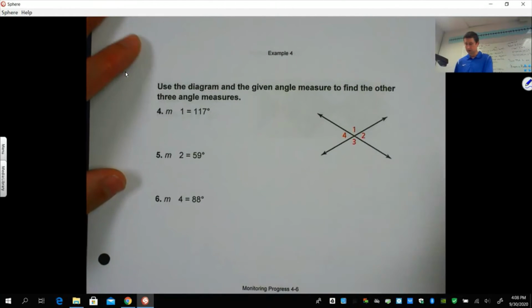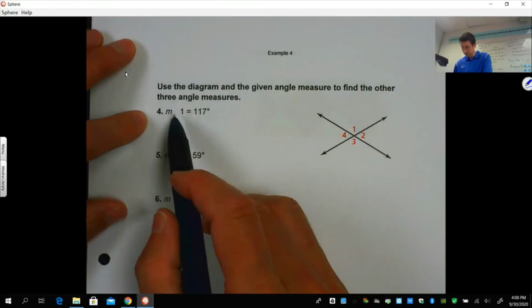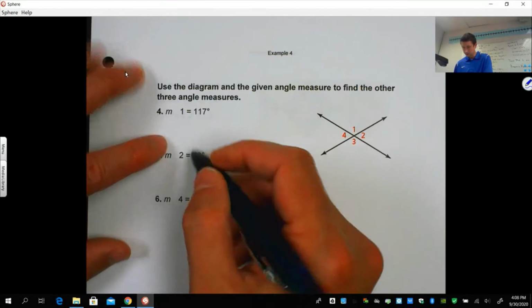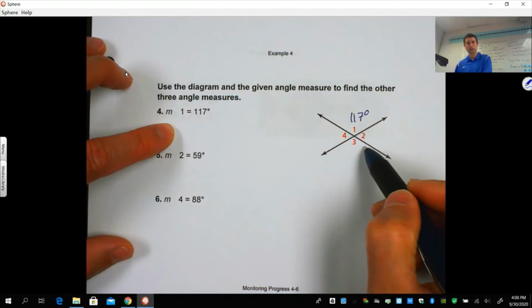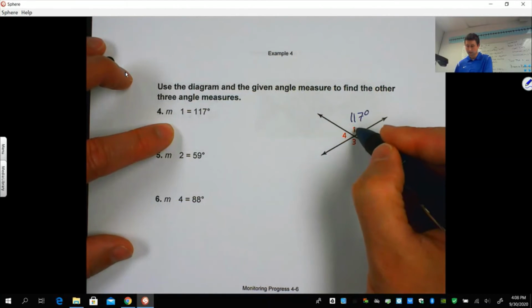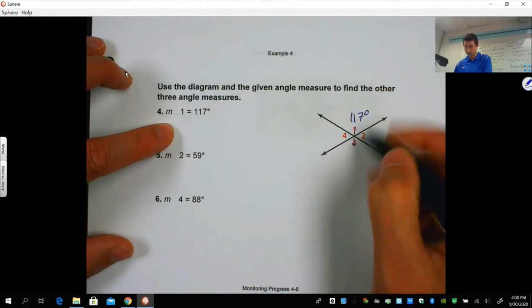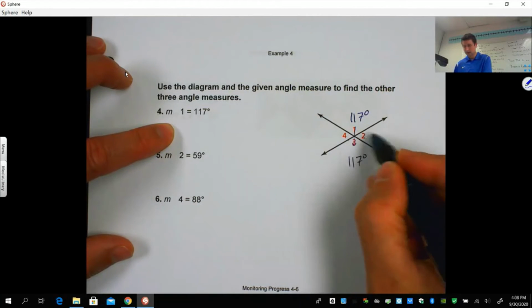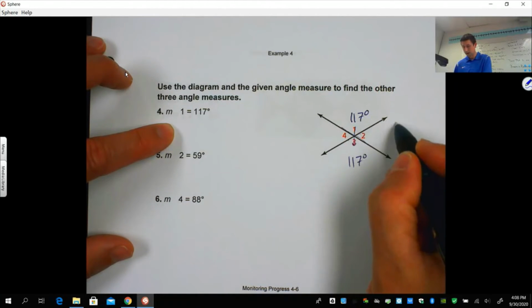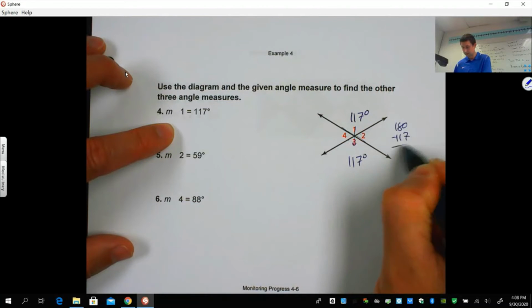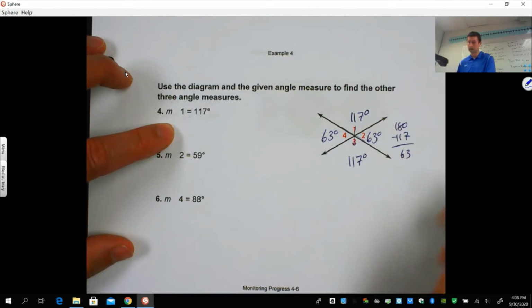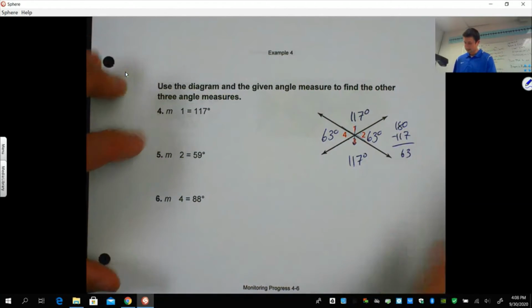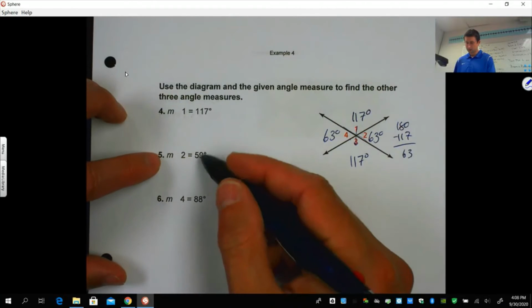Questions like these are kind of your basic ones. If we just look at 4, if this one is 117 degrees, which other number has to be 117 degrees? Okay? Has to be across. Go across there, that has to be 117 degrees. To find these, that's a linear pair. You take 180 minus 117, and you'd get 63. So this is 63 degrees. Same with this one over here. That has to be 63 degrees. Okay, and you can do the same thing for each one of these.